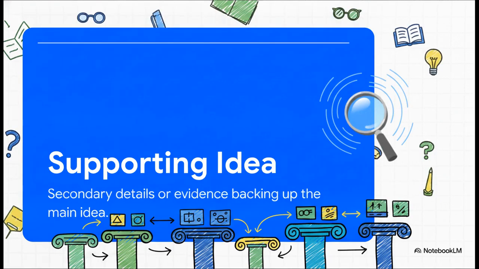And finally, we have the supporting idea. These are your secondary details, concrete examples, or factual evidence used to back up that main idea. Now, interestingly enough, not every single paragraph is going to have supporting ideas. Sometimes a writer just states a main idea and moves right along. But when supporting ideas do exist, they serve as the crucial pillars holding up the main point, essentially proving to you why that main idea is valid in the first place.